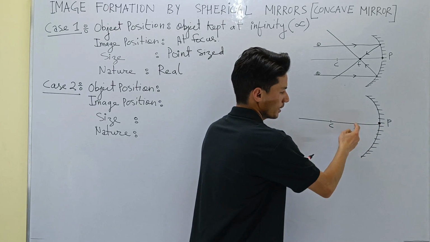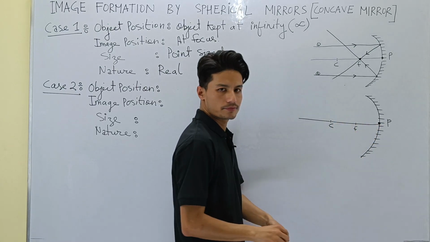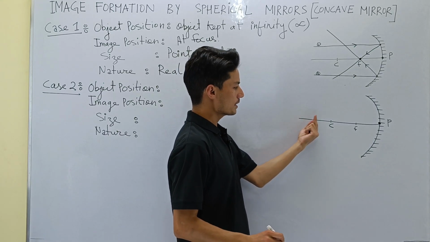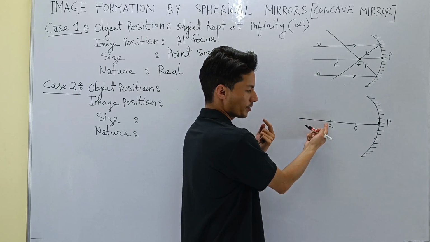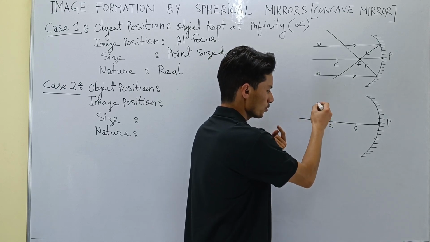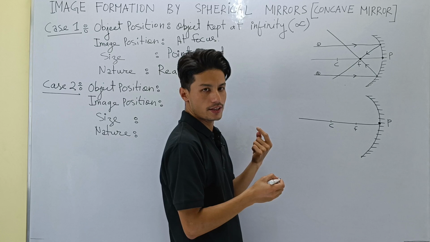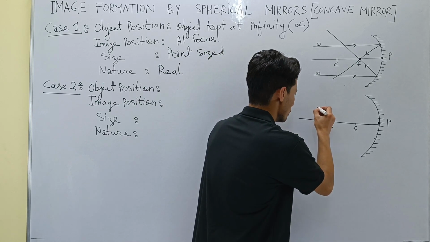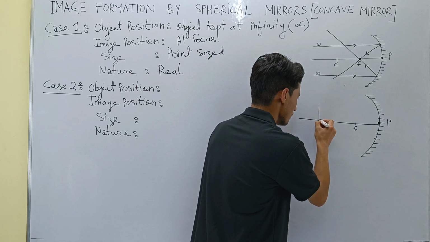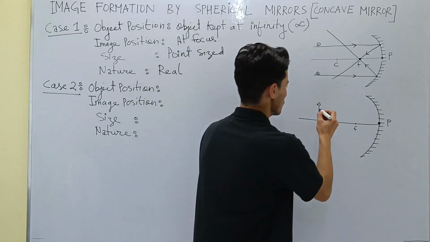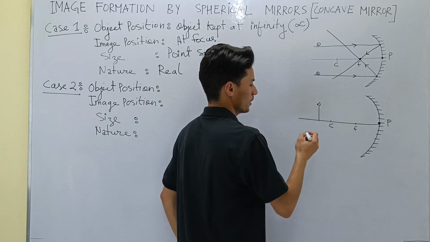The focus is at the midpoint between C and P, you already know that. Now where will the object be? The object will be standing behind center of curvature, so it will be here. What type of object will I be drawing? I'll be drawing an arrowhead only. This is the object. Now let us draw the rays.